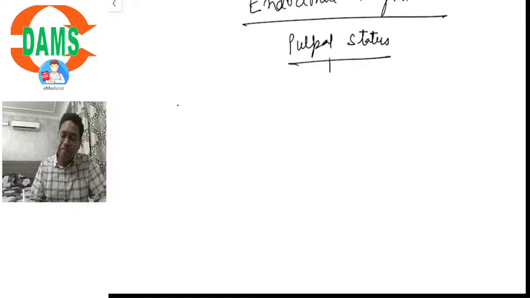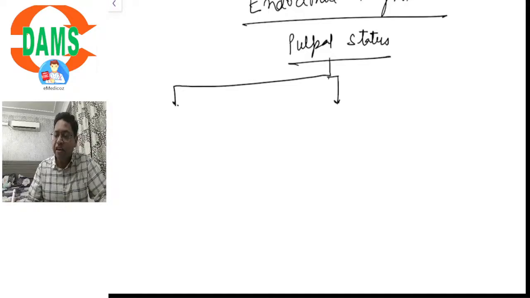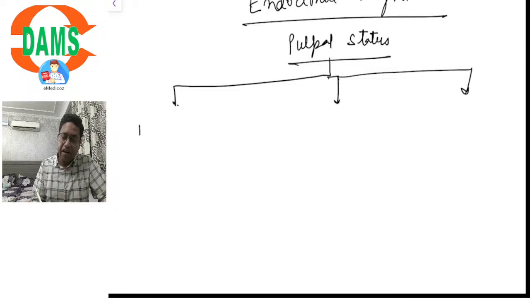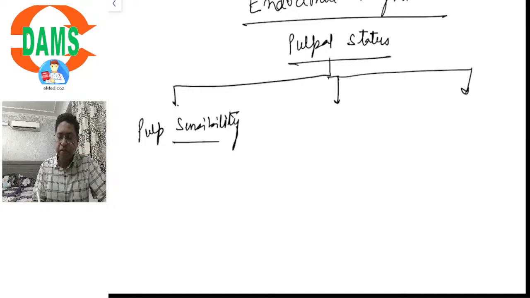So pulpal status basically is determined by two categories of tests. These are the two primary tests and a secondary test for determining the pulpal status. The first category of test is called the pulp sensibility test.